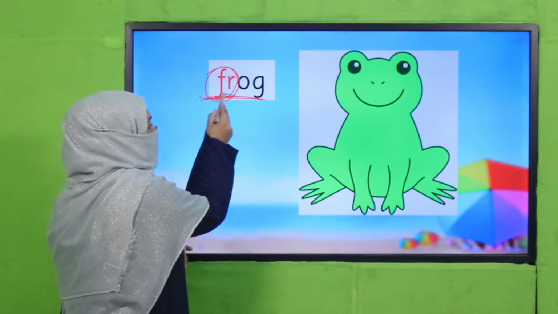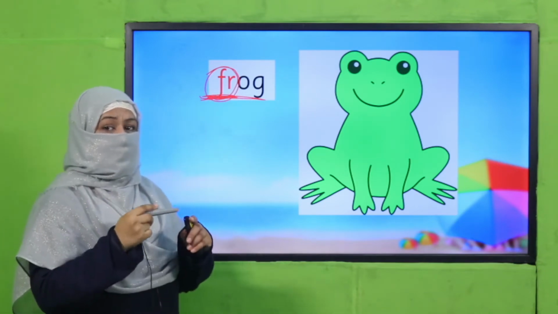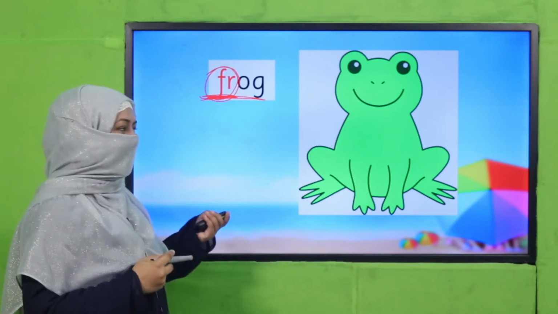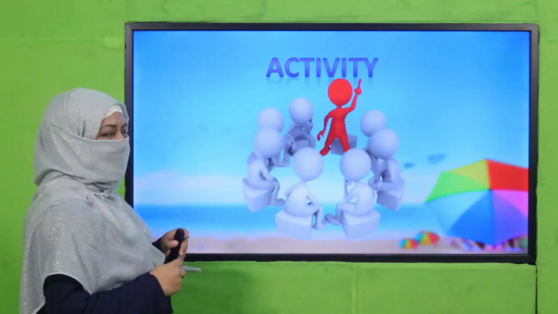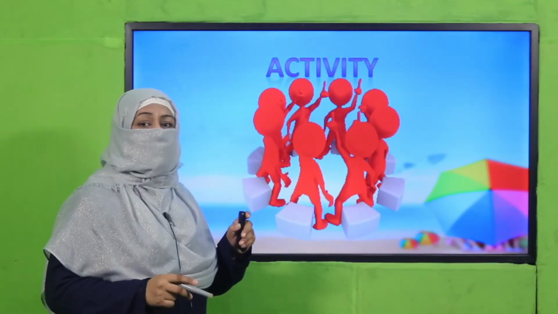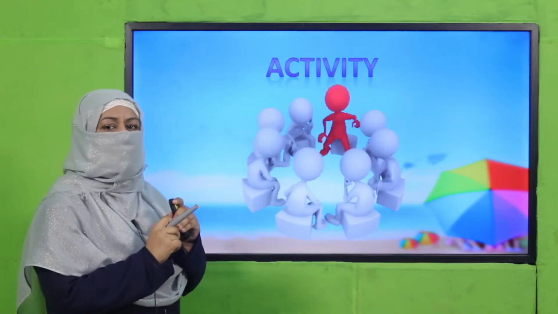Frog, frog, right? So beta, this is how you should practice it, and the more you practice, the more fluent you will be in saying them. So here is an activity. Are you ready for that? Okay. So this activity is going to help you to identify as well as pronounce the consonant cluster.